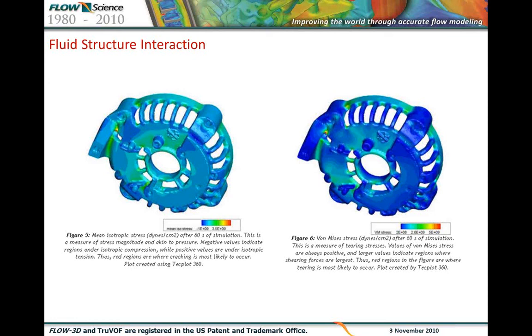Negative values indicate regions under isotropic compression, and positive values under isotropic tension. The image on the right is the von Mises stress in dynes per centimeter squared at the same point. This is a measure of tearing stresses. Values of von Mises stress are always positive, and larger values indicate regions where shearing forces are largest. We see several applications for this development with fluid structure interaction.